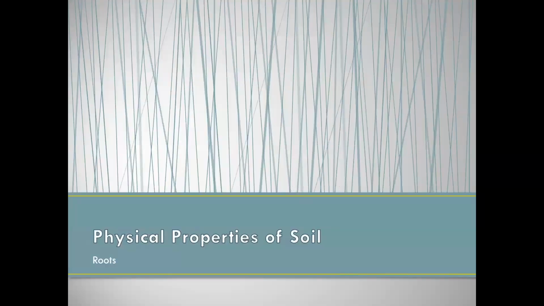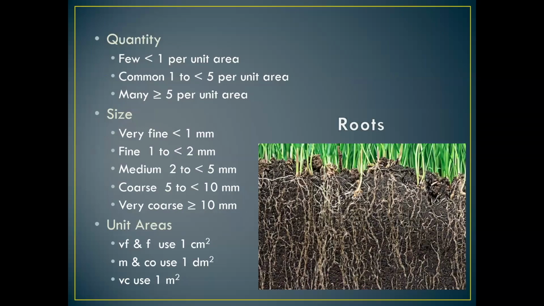Another physical property of soil that can be identified is roots. And again, this is the quantity, few per unit area, or one per unit area. And that's going to depend on the size of the root. So if we have very fine, we're looking at less than 1 millimeter per unit area. Very fine and fine use 1 square centimeter, which is a little less than half an inch. So obviously we have very coarse roots greater than 10 millimeters in size. It's really hard to say, what's our unit area? Well, that would be per square meter, because otherwise we would have one root in 1 square centimeter. It would cover the whole area.